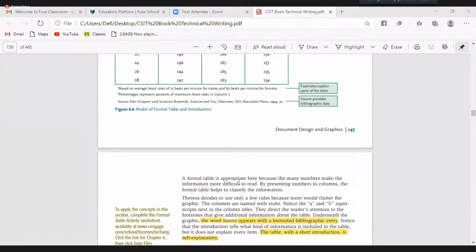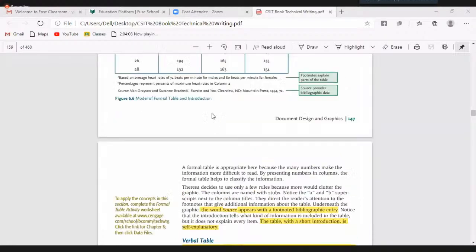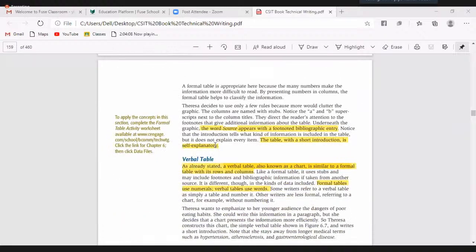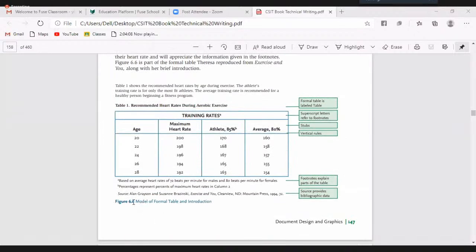So now again, what is given here: if we have borrowed the table from a certain source, then we have to give credit to the source. The word source appears with a footnoted bibliographic entry. Footnoted means additional information. So see, this table has also been borrowed. So here the source is given, with bibliographic information. That is, from which book, what is the page, isn't it? And when it was published.